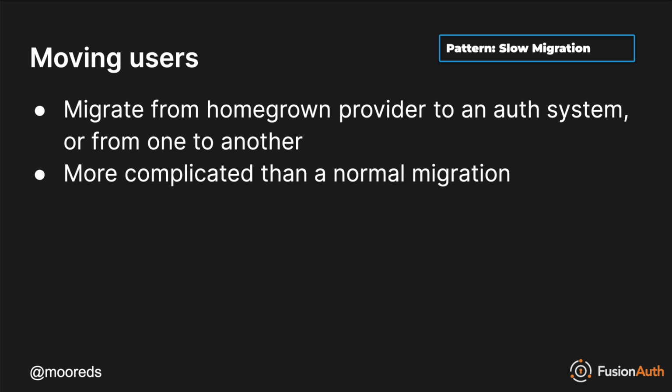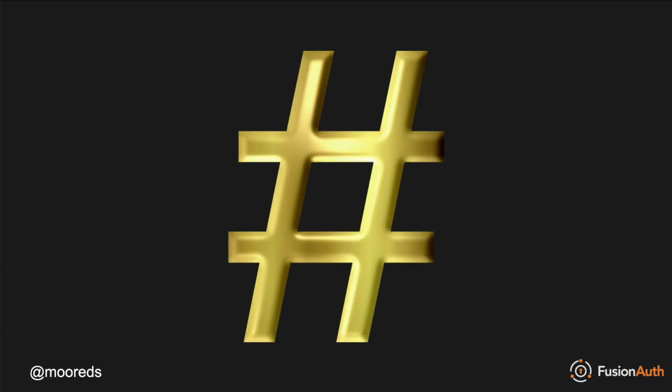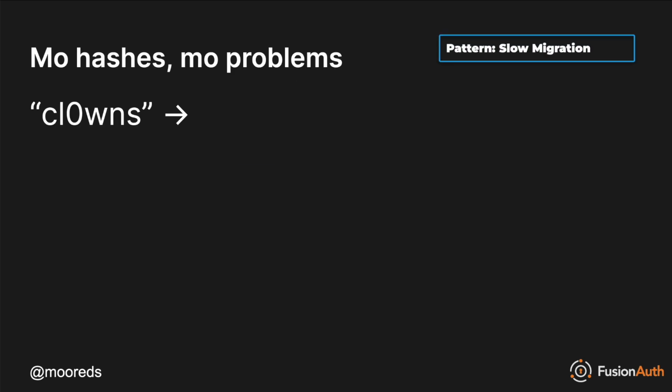The second pattern is slow migration. If you've ever done a data migration, you know that data migrations are complicated. There are always edge cases, there are always surprises, there are always things that you didn't think of, and it's really hard to do them right. When you are migrating users between identity servers or auth systems, whether that's migrating from your own homegrown auth system up to an identity provider like FusionAuth or Auth0, or from one identity provider to another, it is even more complicated than a normal data migration. You have all of the difficulties of a normal data migration, and then you also have the complexity of a password hash. So I'm going to walk you through password hashes briefly.